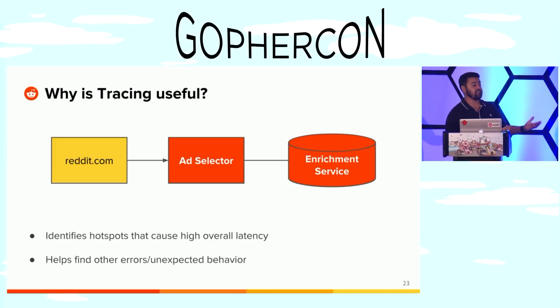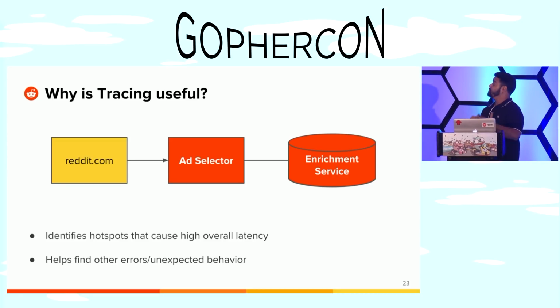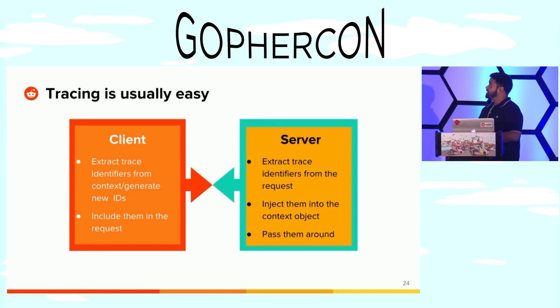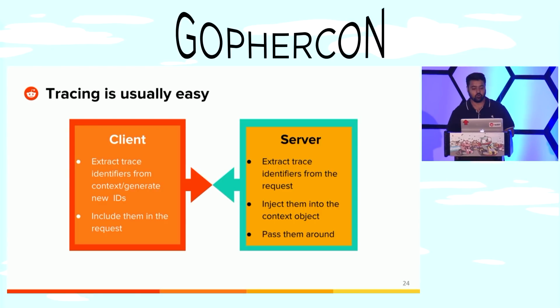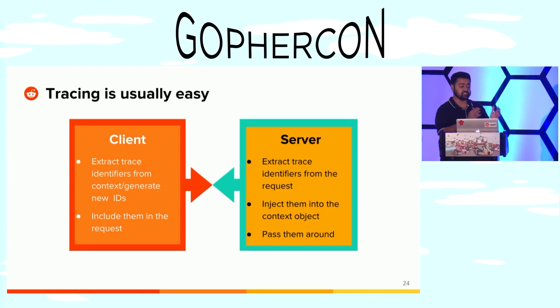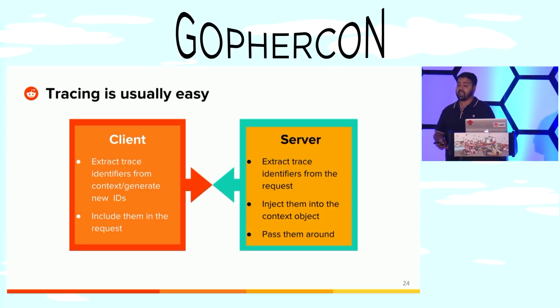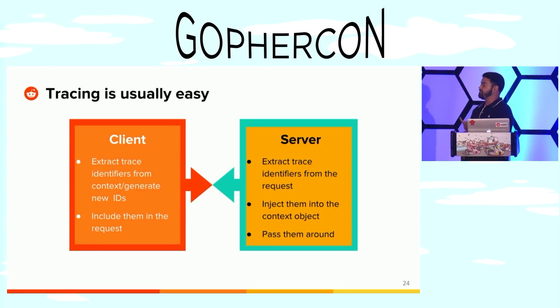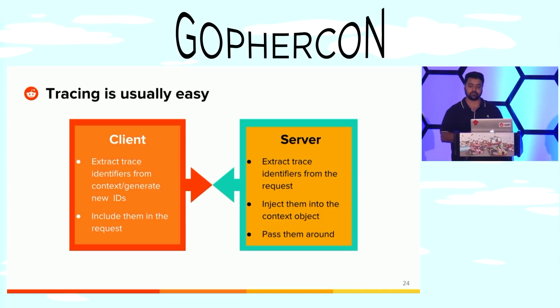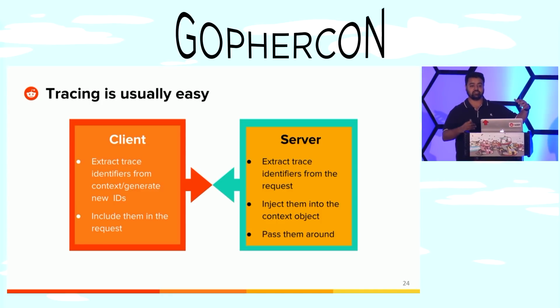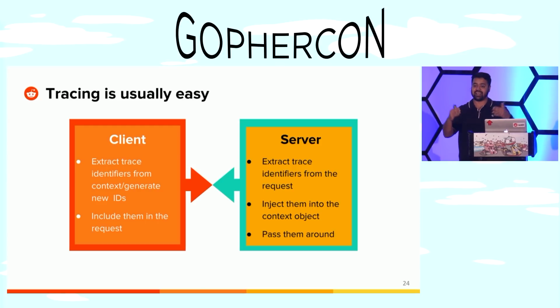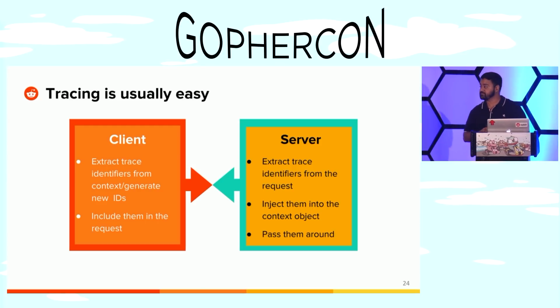This is very useful in identifying hotspots and other weird behavior, and we wanted to support this. It's usually very easy. So if you have a client and a server, for Go especially, what you want to do is, on the client side, you need to extract out trace identifiers which identify a trace and inject them into the request that you're sending to the server. So that is how each trace that's emitted by a service has the same IDs and can be joined together.